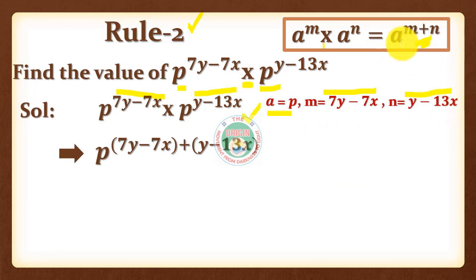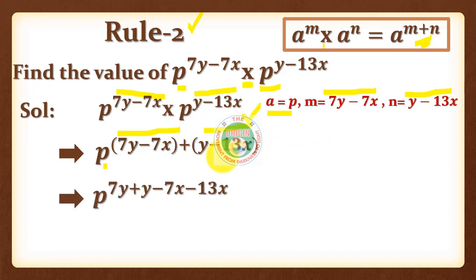That is a power m plus n. What is a? P. M is 7y minus 7x plus n is y minus 13x. Separate the like terms here. Like terms in the sense y term and y term are like terms, and here x term and x term are like terms. Powers are same, so separate the like terms here.